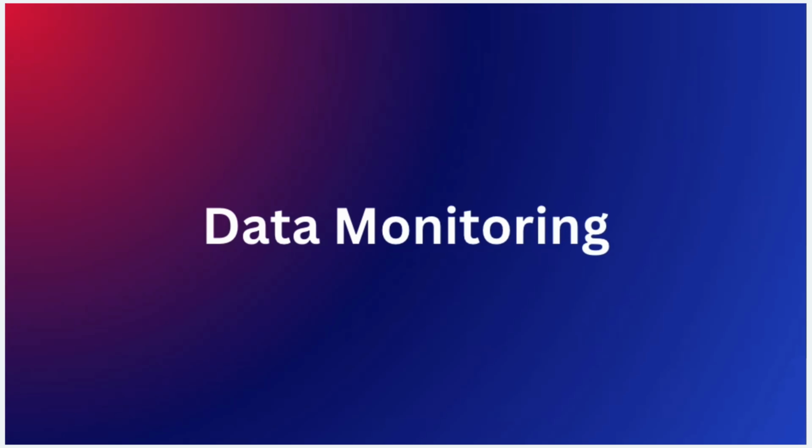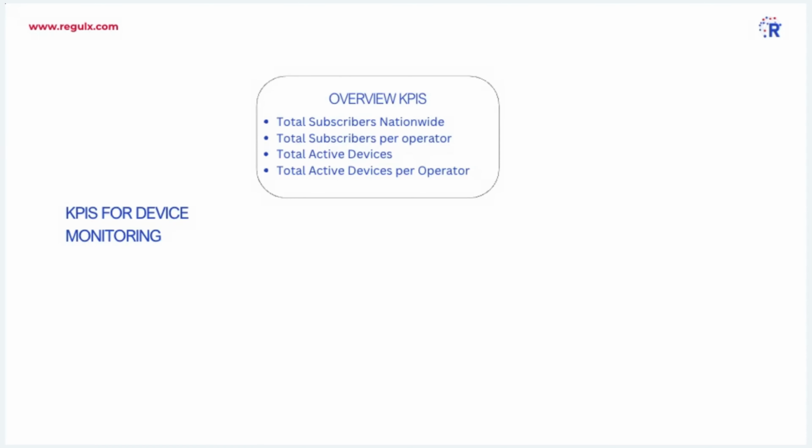So now if we have a strong KYC process implemented, how can we use data monitoring to help us leverage this data? Example of KPIs that regulators might be interested in, we can have overview ones that give us general information of what's happening, like total subscribers nationwide, but also per operator. We can also have an idea of the total active devices nationwide and also per operator.